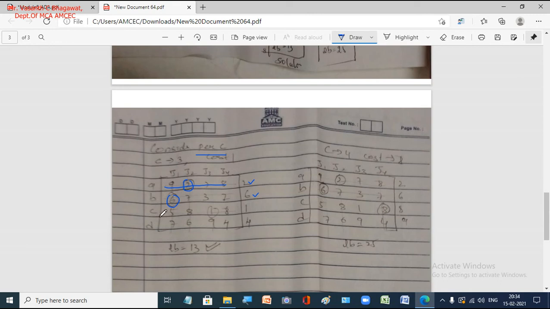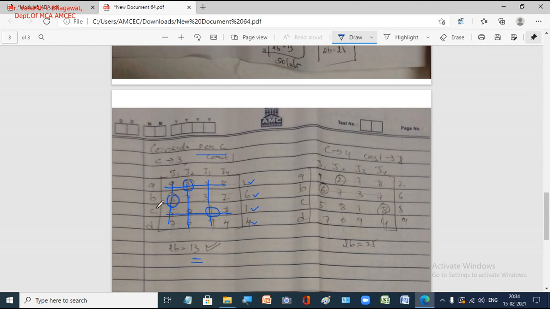So now you are going for the third person. When you strike off this row and these 2 columns, you have only 2 possibilities: job 3 and job 4. If you assign job 3 to C, what is the cost for this? 1. So you write 1 and you strike off this row and this column. Now what is the only value left for you? It is 4. You find the total, the lower bound is 13.